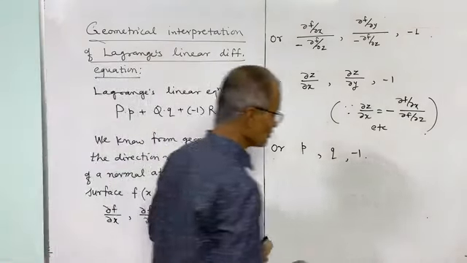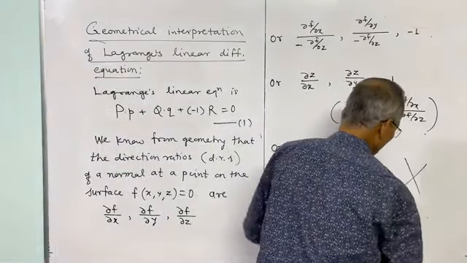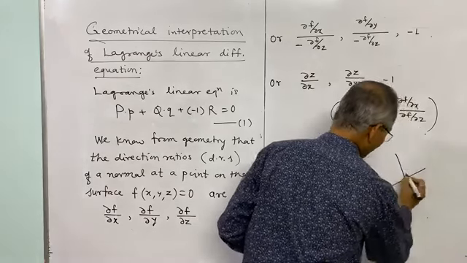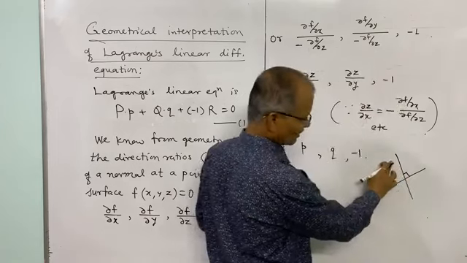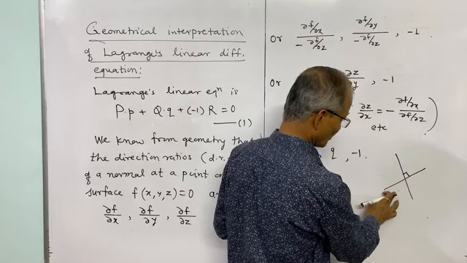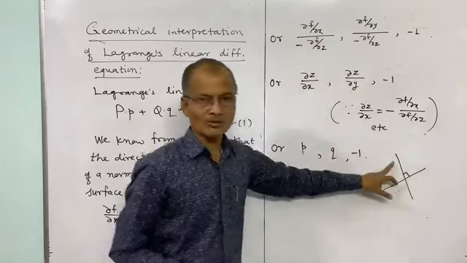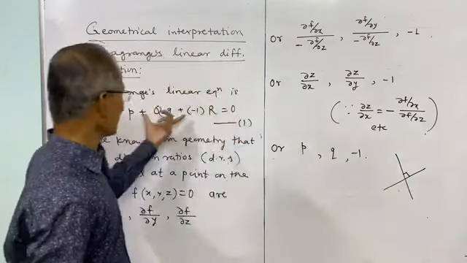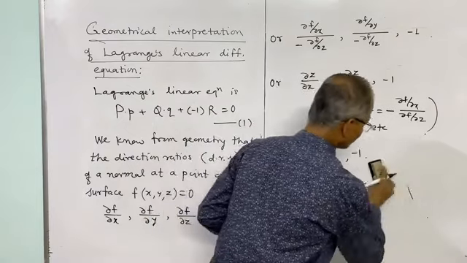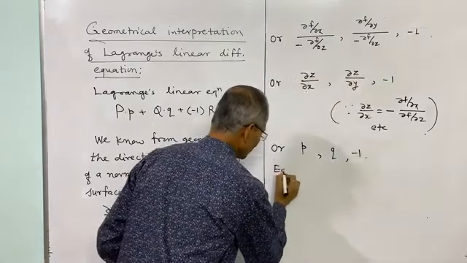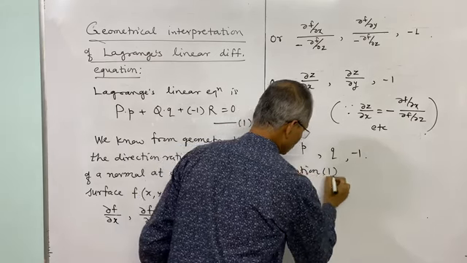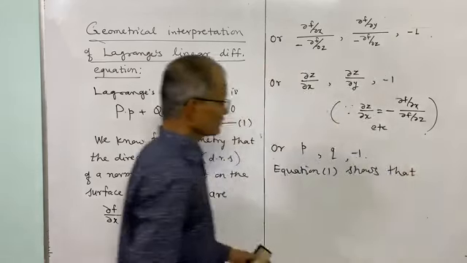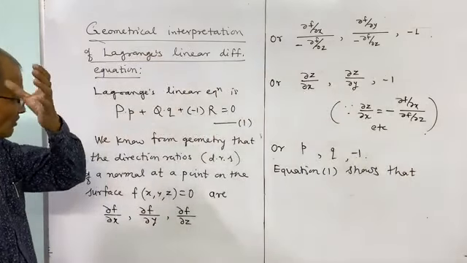So we know that two lines are perpendicular if their DRs are L1, M1, N1 and L2, M2, N2, and then the result is L1 into L2 plus M1 into M2 plus N1 into N2 is equal to 0. The same thing is happening here, and therefore equation 1 shows that the DRs of the normal are perpendicular.